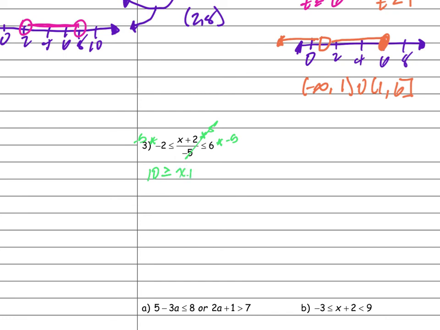I have x plus 2. Both inequality signs switch. And then I've got negative 30. Is that right? 10, yep, negative 30. So then I'm going to subtract 2 from both sides, from all sides, all 3 sides. So I've got 8 is greater than or equal to x, which is greater than or equal to negative 32.